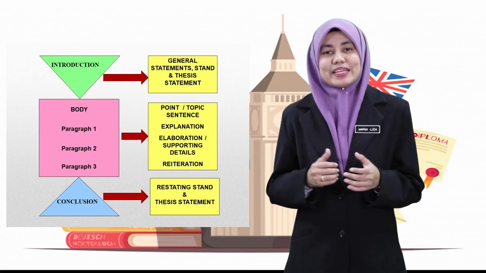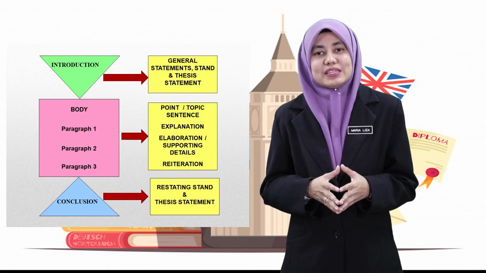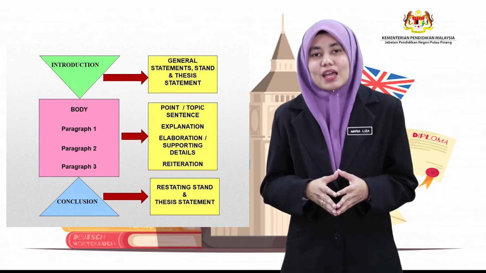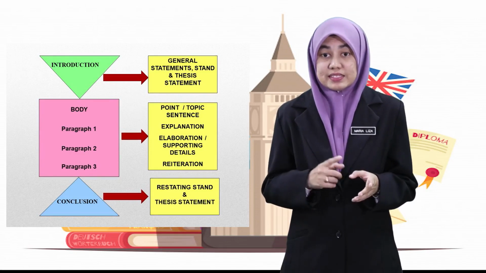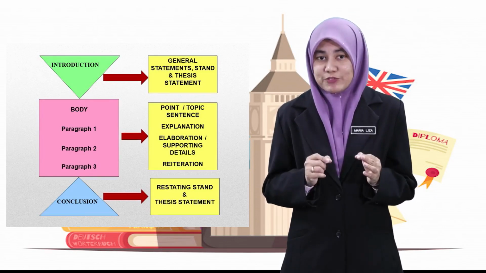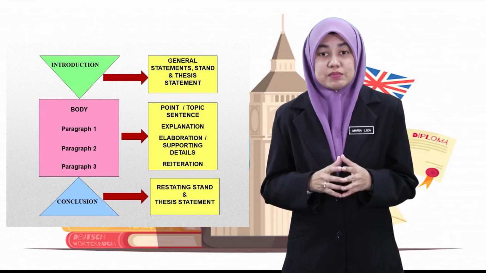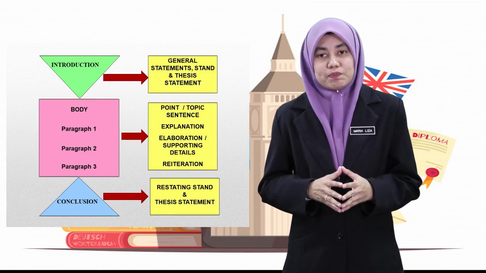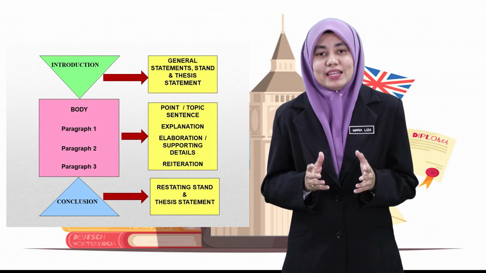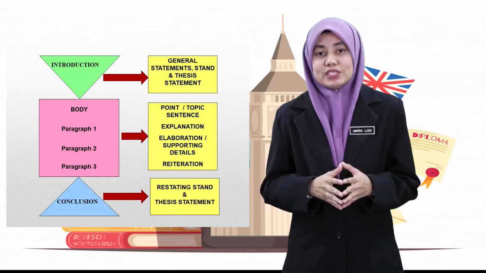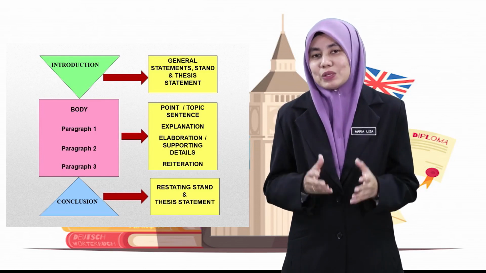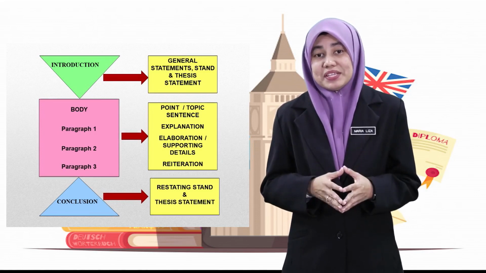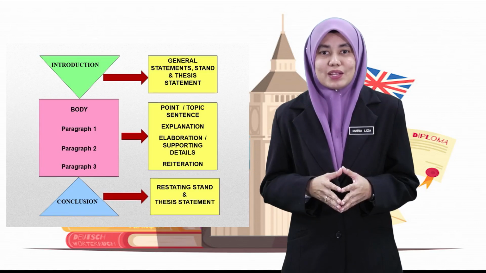Now, let's recap what we have learned in this session. A good academic writing should contain a writer's stand, a specific and parallel thesis statement, clear topic sentences, and sufficient supporting details. Do keep in mind that your conclusion should be the reiteration or the paraphrasing of your thesis statement.